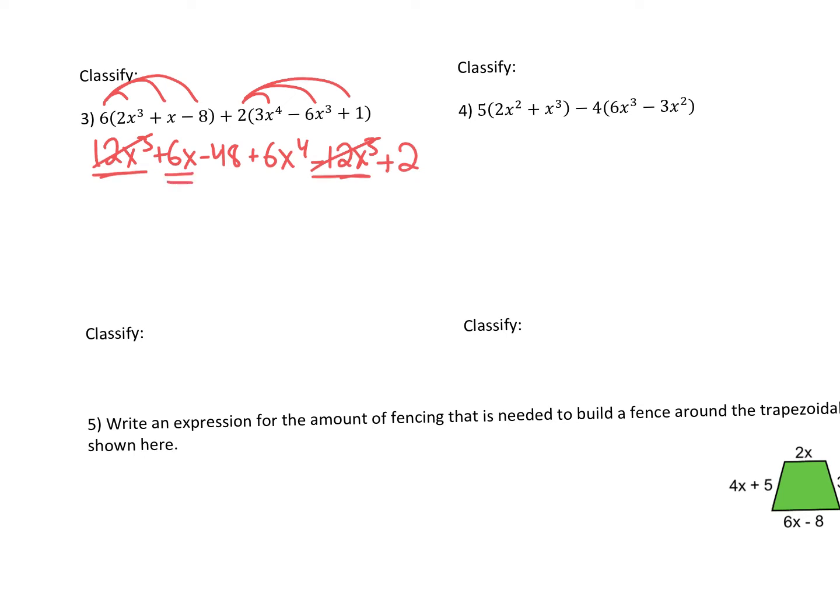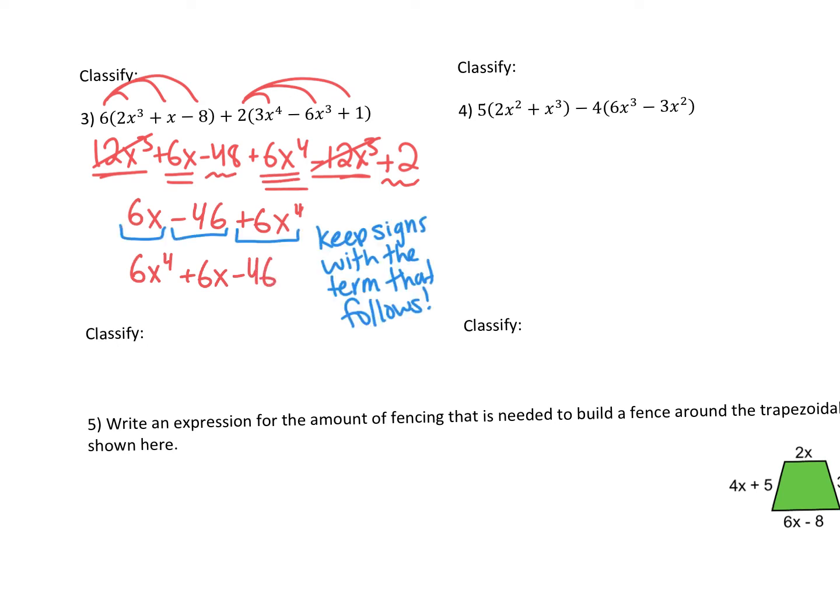My next term is 6x, so I'll look across with my finger, and I'll see that there aren't any other terms that I can combine with 6x, so I'll write 6x on the next line. Then I see negative 48, which is a like term with 2, so I get minus 46. And my last term is 6x to the fourth, which doesn't have any like terms, so it stays in my answer. My final step is to rewrite this so that the exponents are going in descending order. So 6x to the fourth plus 6x minus 46.